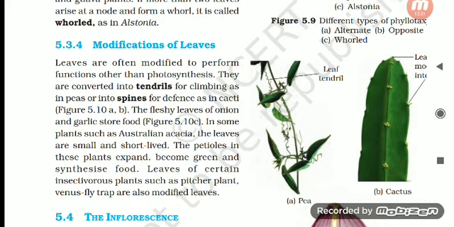5.3.4 Modification of leaves. Leaves are often modified to perform functions other than photosynthesis. They are converted into tendrils for climbing, as in peas, or into spines for defense, as in cacti. The fleshy leaves of onion and garlic store food. In some plants, such as Australian acacia, the leaves are small and short-lived. The petioles in these plants expand, become green, and synthesize food. Leaves of certain insectivorous plants, such as pitcher plant and Venus flytrap, are also modified leaves.